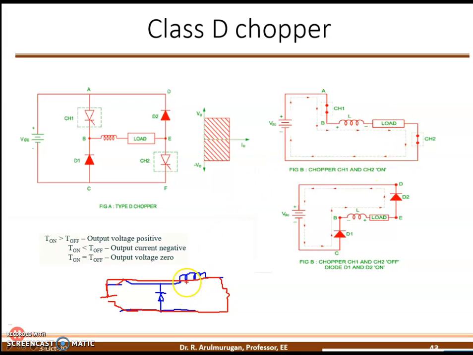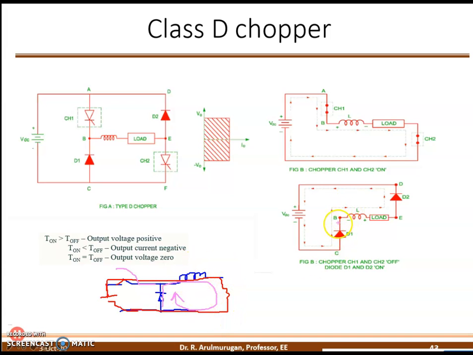What about mode 2 conditions? Okay, this is an open circuit. The switch is open circuit. Yes, as usual, the switch is open circuit. Okay, and the diode is a closed circuit. Due to the closed circuit, here the power flows.